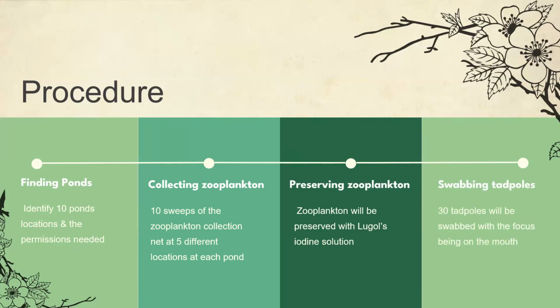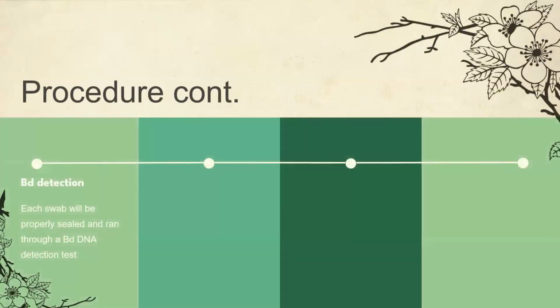And we'll be swabbing tadpoles. So 30 tadpoles will be swabbed with a focus on the mouth, because the mouth is where BD fungus is found, and these lesions occur in the tadpoles' mouths. Then each swab will be properly sealed and run through a BD DNA detection test to see if these tadpoles were BD positive.